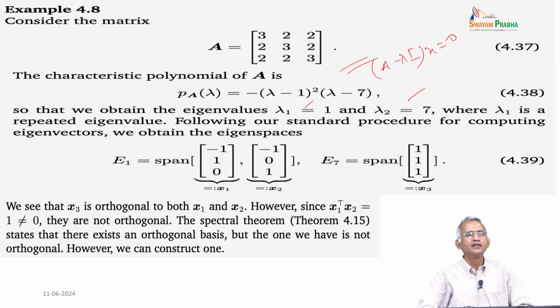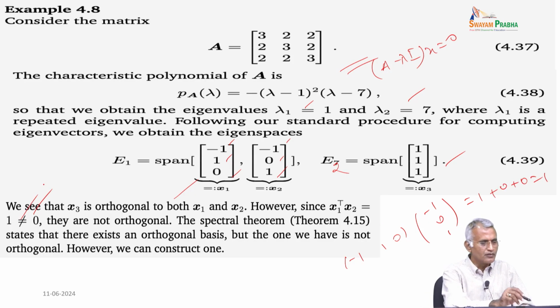So, we have three eigenvalues, lambda 1 equal to 1, lambda 2 equal to 7, and lambda 1 equal to 1 is repeated. Once it is repeated, we have minus 1 1 0 and minus 1 0 1, which should be orthogonal. Another eigenspace is E7 equal to span of 1 1 1 for x3. We see that x3 is orthogonal to both x1 and x2. But x1 transpose x2: x1 is minus 1 1 0 and x2 is minus 1 0 1. Multiplying them, minus 1 into minus 1 is 1 plus 0, which equals 1, not 0.